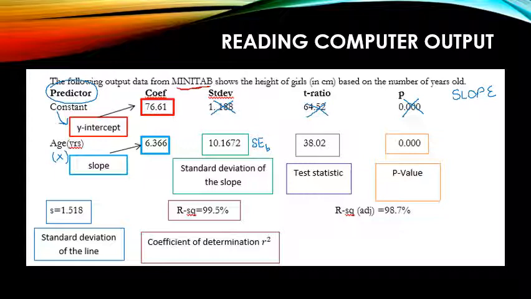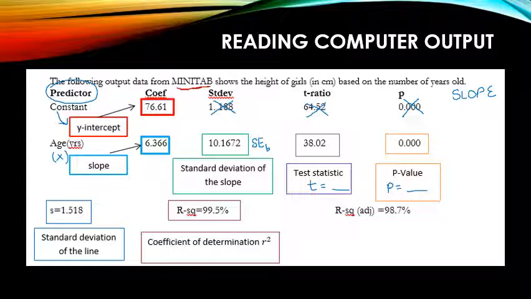38.02, not T. This is going to be our T value, which we get into a little bit later on in this course when we start to get to inference. And then this is our P value, which is 0.000. So this would be the P, this value right here. So we got T and we got P. And again, we'll talk about that a little bit later.